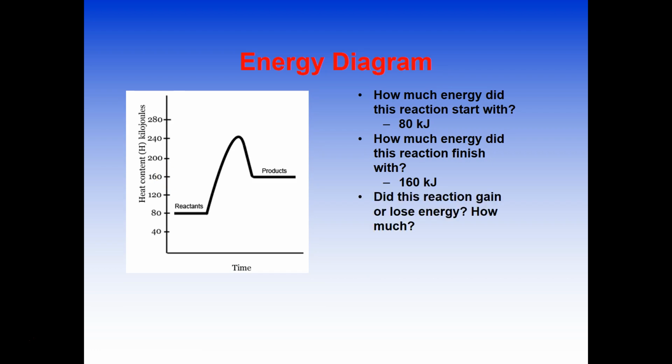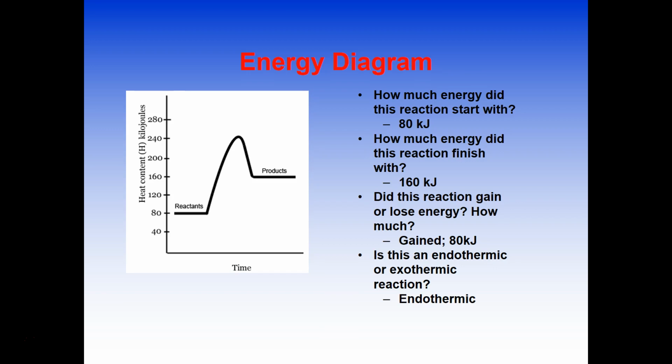As far as did this reaction gain or lose energy and how much, we look at what we started with and what we finished with. Do we have more energy at the end than we started with or less energy? Well, you can clearly tell we have more energy. 160 is bigger than 80. So we gained 80 kilojoules of energy. So based on everything you've seen, is this an endothermic reaction or an exothermic reaction? In this case, it's an endothermic reaction because it gained energy, which is what we've defined an endothermic reaction as being.